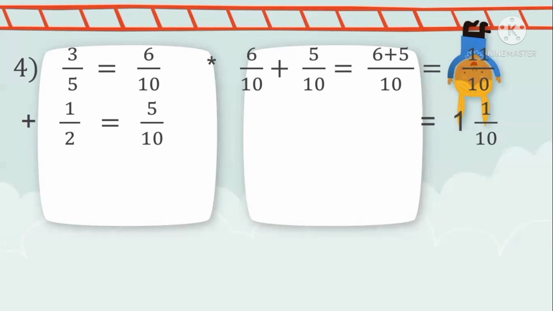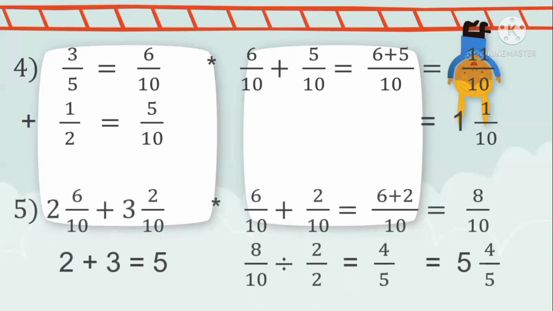Correct. And for number 5, yes, you are going to combine or add mixed forms, but their fractions are similar. So first, you are going to add the whole numbers. 2 plus 3 is 5. Just set aside. Then let's proceed with our fractions.